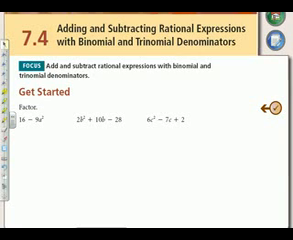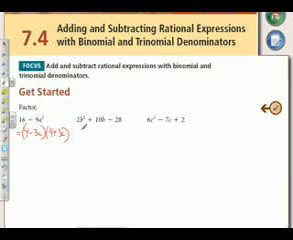Okay, 7.4. We're adding and subtracting rational expressions with binomial and trinomial denominators. It's really going to be the same thing as 7.3, except now to get our common denominator, it's going to be a little more difficult. So factoring is going to play a big key again in here. 16 minus 9a squared, that's a difference of squares. So we've got 4 minus 3a and 4 plus 3a.